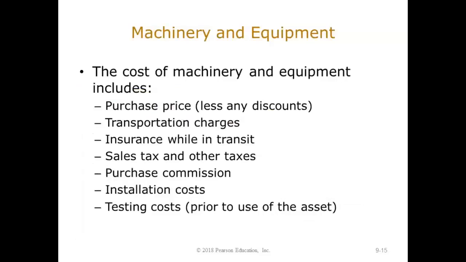Now, machinery and equipment. When we're looking at equipment, again, we're talking purchase price less any discounts that we might be getting if we buy this piece of equipment. Then we've got any transportation, insurance, sales tax, purchase commission, install costs, testing costs. These are all costs we need to add to the cost of the asset, because those are the costs we need to get it into usable and running order. So again, those costs are going to be added to the actual cost of machinery and equipment.